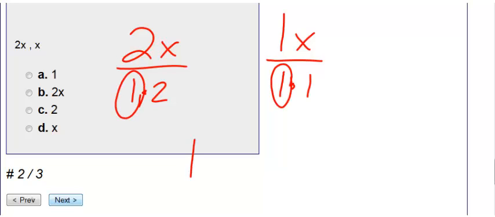So I have a 1. Then I look at x and x. The smallest amount of x's that they both have is just 1x. So we get D as our answer.